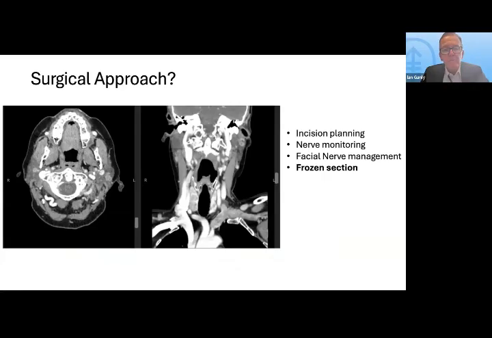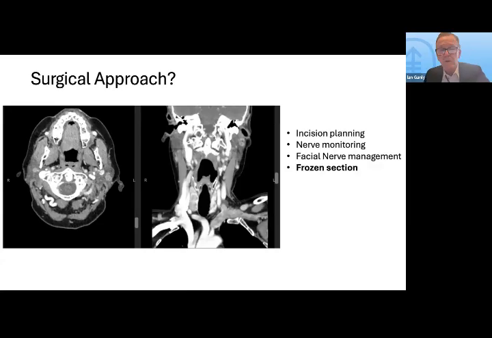Well, with regards to the neck, as David said earlier on, in cases of suspicious malignancy, I do a level 2 lymph node removal for frozen section. And just like David said, that then guides as to whether or not I need to do anything else to the neck.